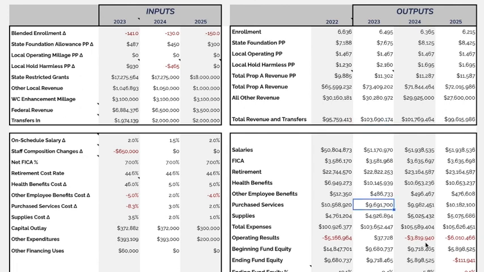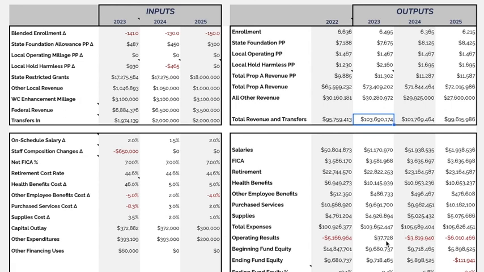Then you can see in purchase services, expenses year over year were down about $1 million. That's a pretty significant amount. Supplies were a little bit up. I think that was about 3%. And so total expenses are projected to be 103.6 million against revenues of 103.6 million.